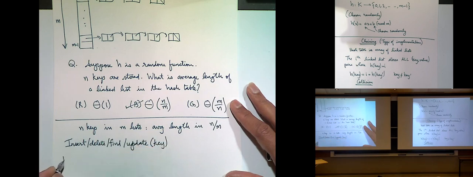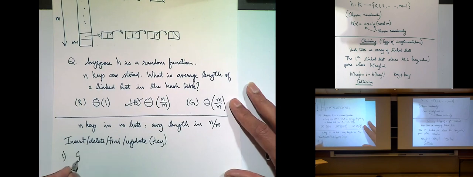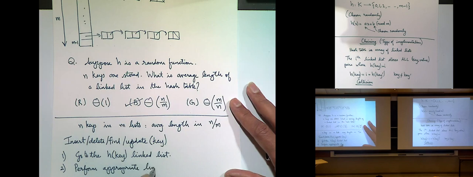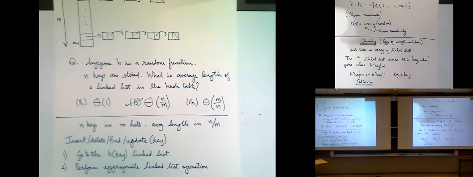Given a key, the approach is to simply go to the h of key linked list, and then you perform the appropriate linked list operation. Right? So this is just saying that suppose you want to insert a particular key.